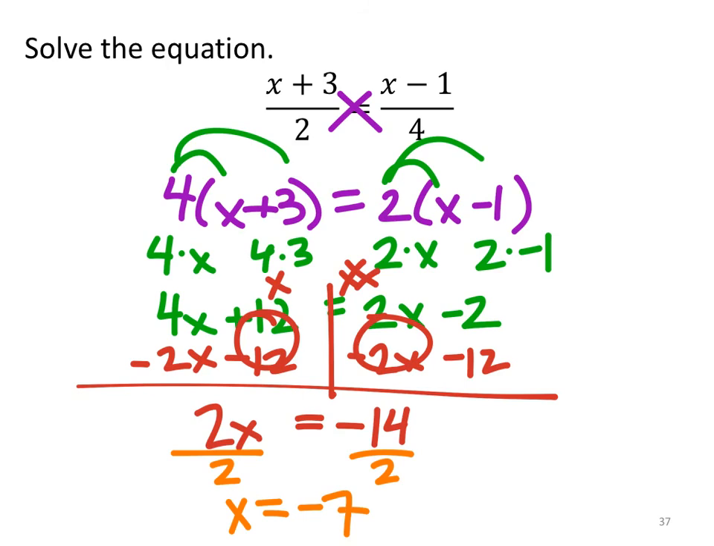But I am going to check, just like I always do. Because it's x plus 3, it's negative 7 plus 3 divided by 2. Now my calculator gives me negative 2, so let's try the next one. Negative 7 minus 1, which is negative 8, divided by 4, is also negative 2. So that value of x makes the original equation a true statement, and that's how I'll keep it right there.